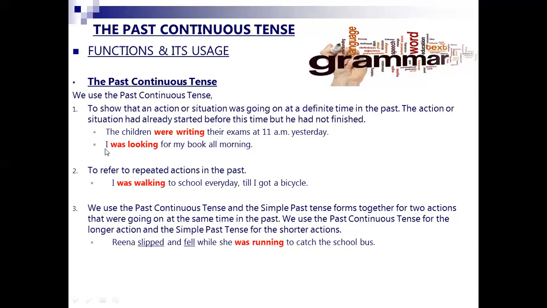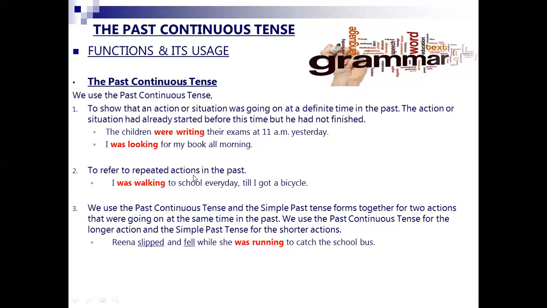Yesterday. Next is, I was looking for my book all morning. I is the subject, was is the helping verb, the past form of be is was. Look plus ing, V1 plus ing. I was looking for my book all morning. Got it? It is following the formula.